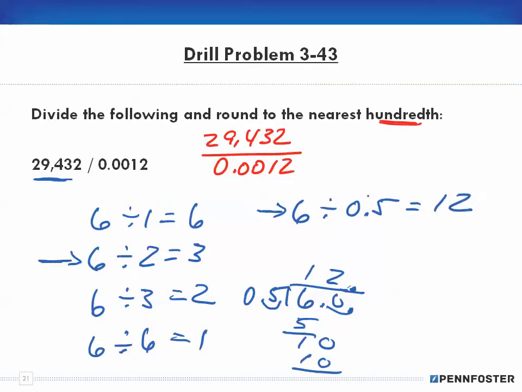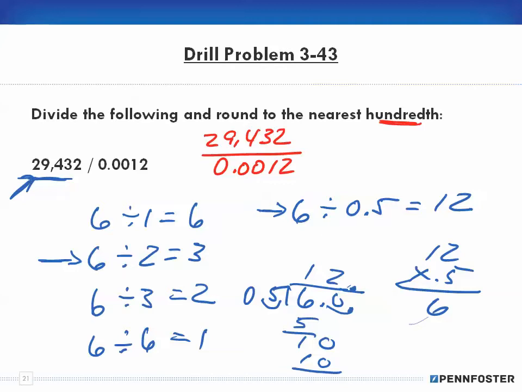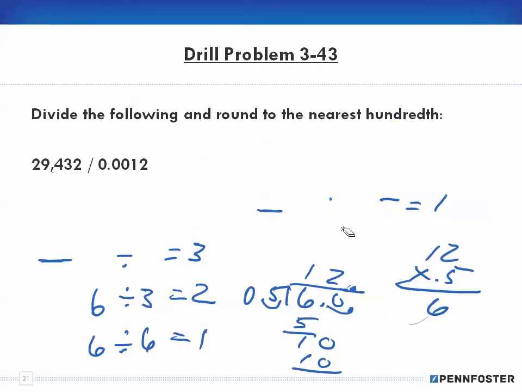Notice that when I'm using a number less than 1, my answer is going to be greater than that 6, it's 12. I mean, think about it. 12 times 0.5 ends up being 6. So the point I'm getting at here is that when I'm taking this whole number and dividing by a number that is less than 1, my answer should be greater than that number. If I'm dividing by a number that's greater than 1, my answer should be less than that number. All right, so with that said, let me erase all of this here.